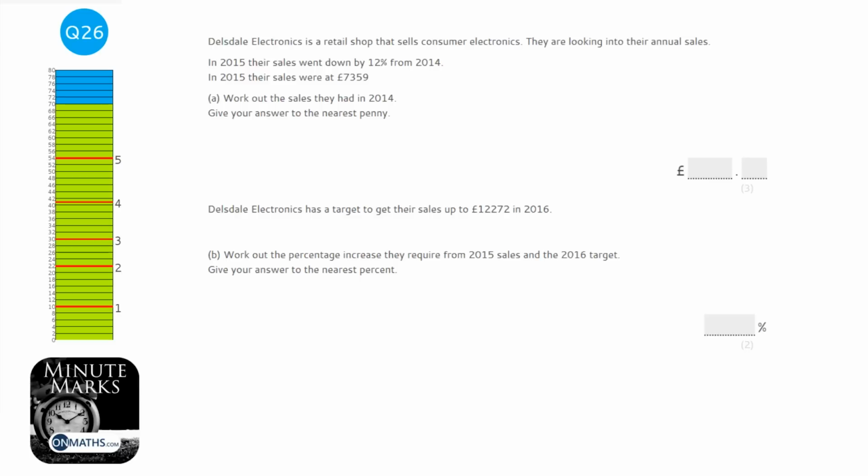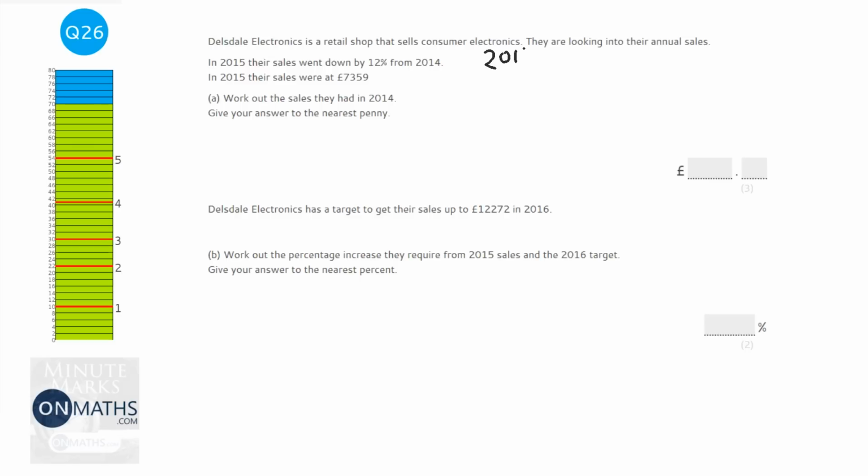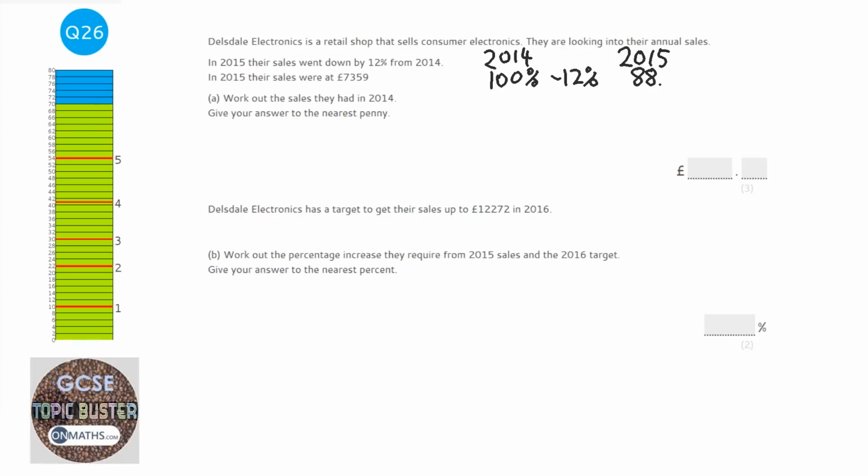Okay, so question A is about reverse percentages. So in 2014 and 2015, well, let's have a look. So the sales went down between the two. So if we start off with 100% and they went down 12%, what are we left with? Well, we're left with 88%.